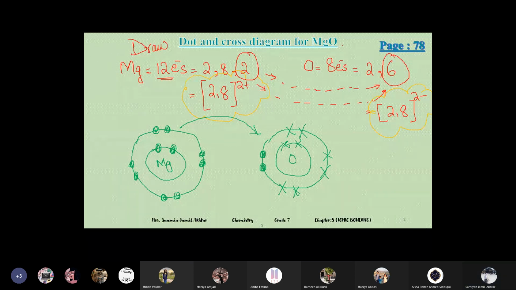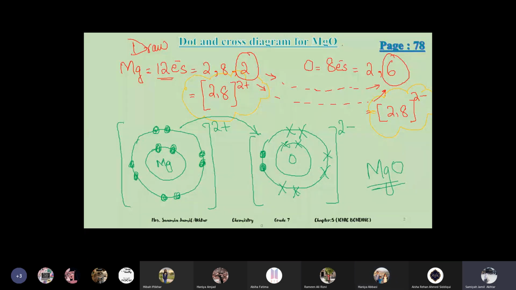The square brackets. Square brackets and the signs, plus and minus. Yes, the signs, they are known as charges. So square brackets and 2 plus for magnesium, and square brackets and 2 minus for oxygen. And the magnesium oxide formula is MgO because there is one magnesium. Okay, so this is the whole dot and cross diagram.